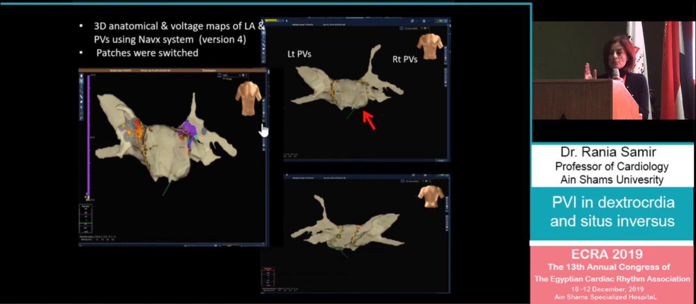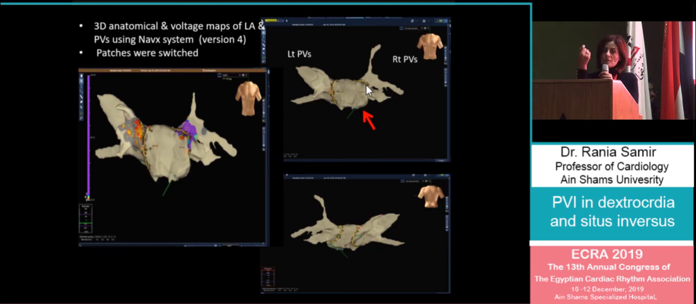And before we did the procedure, we flipped the patches, the right and left patches. So now we have a dextrocardia on the fluoroscopy and inverted images on the NavX system. As clearly seen, the coronary sinus is now on the left side, not on the right side. But an important point to note is that the left-sided pulmonary veins here on the NavX image are actually the right-sided pulmonary veins. They are not the left side, and in front of them is a very tiny left atrial appendage.